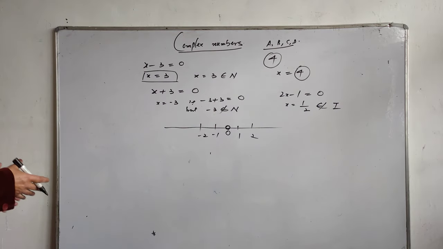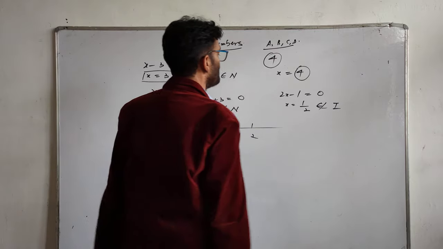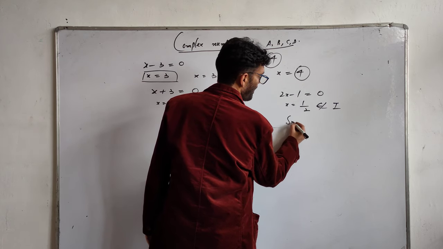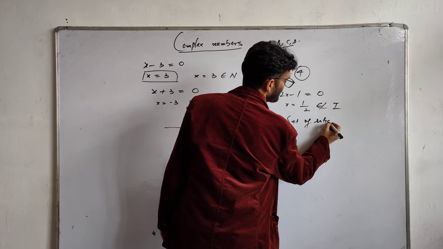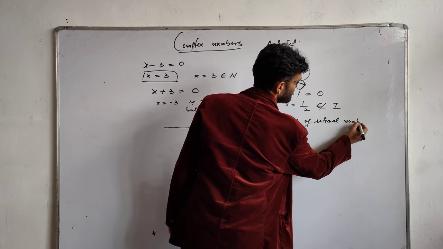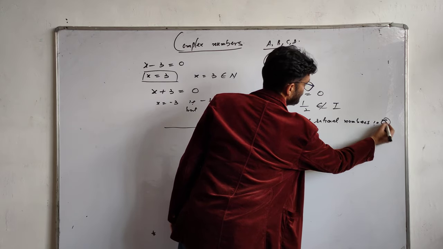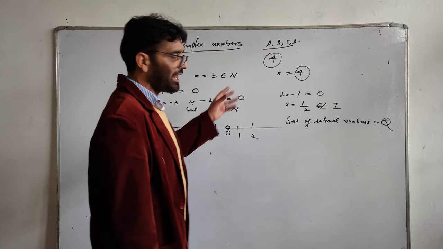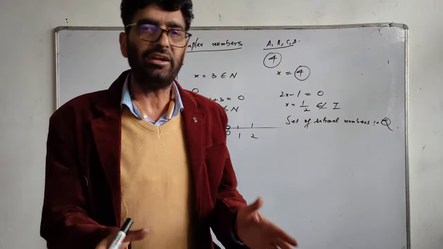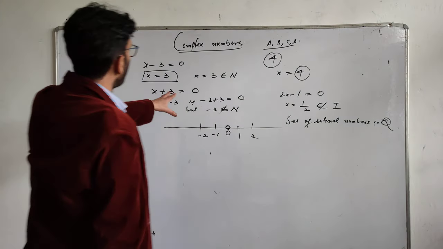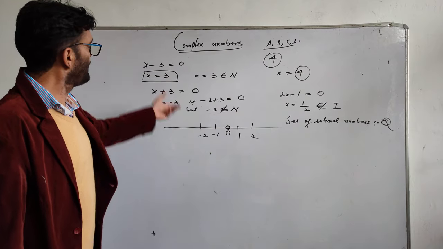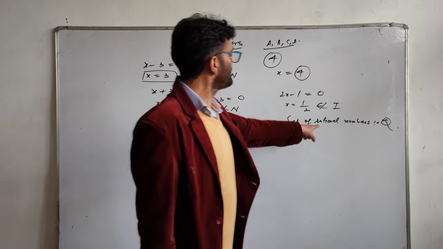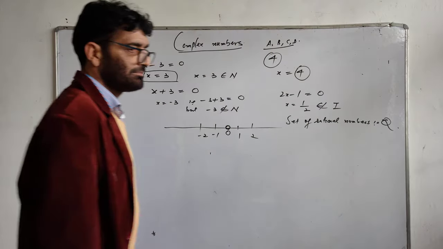Now, this set of integers was further extended to the set of rationals, that is Q, your rational numbers. That is what I am trying to make you understand: originally we were having natural numbers, those were of course symbols. Then it was extended to the set of integers. Once again it was extended to the set of rational numbers. It was needed at that very time.